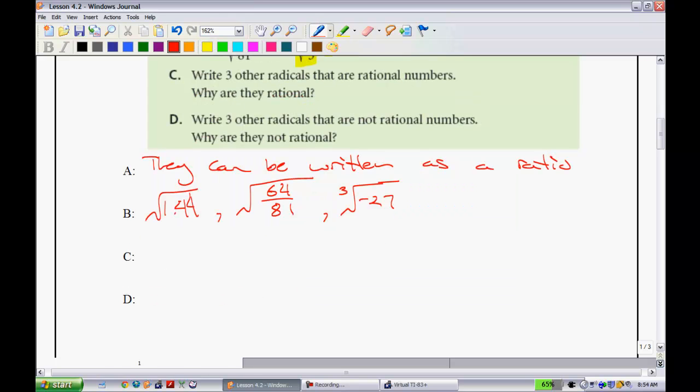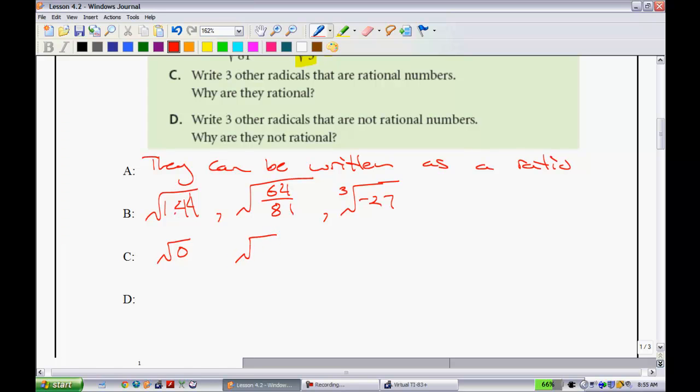All right, C says, write 3 other radicals that are rational numbers. Why are they rational? So let's look for those radicals. I'll try to give you guys some interesting ones. Let's deal with the square root of 0. Now, square root of 0 is saying, what number do you multiply by itself such that you get 0? Well, that is just 0. And could you write 0 as a fraction? Sure, because if you put 0 over anything, let's say 2, it's just equal to 0. So that'd be an example of 1.